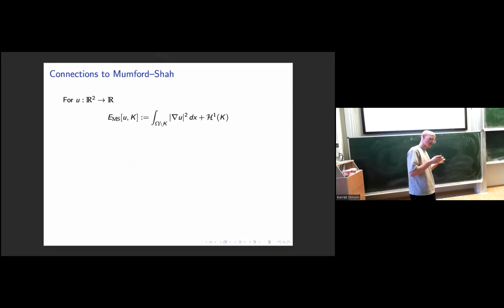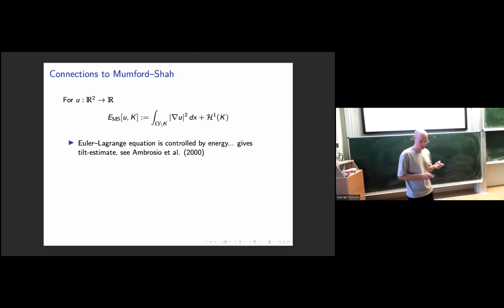So to understand how we prove this regularity result, it's perhaps a little more convenient to first think in terms of the Mumford-Shah functional, which maybe some of you have seen before. The Mumford-Shah functional looks very similar, except it's for a scalar function. So u maps from R2 to R, not R2 to R2. And you penalize the full gradient.